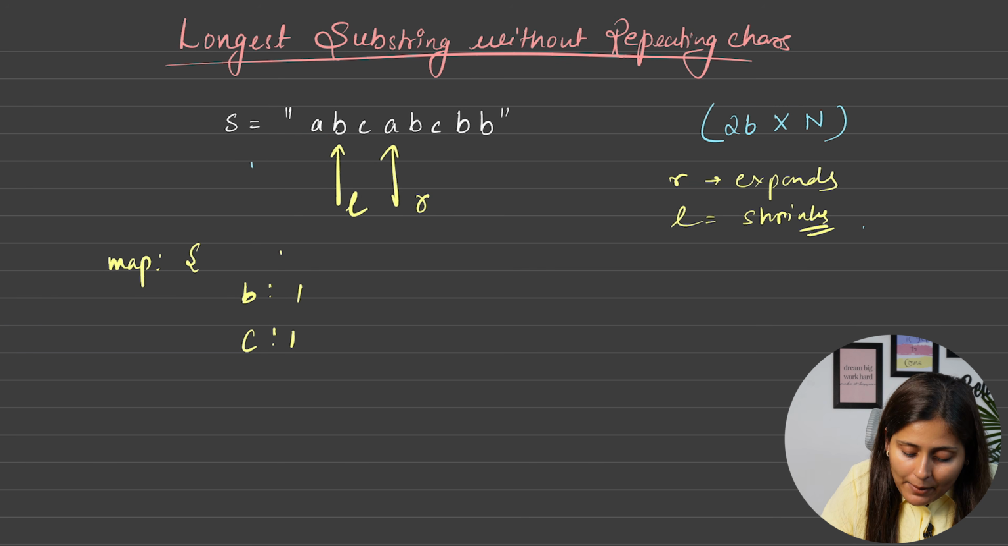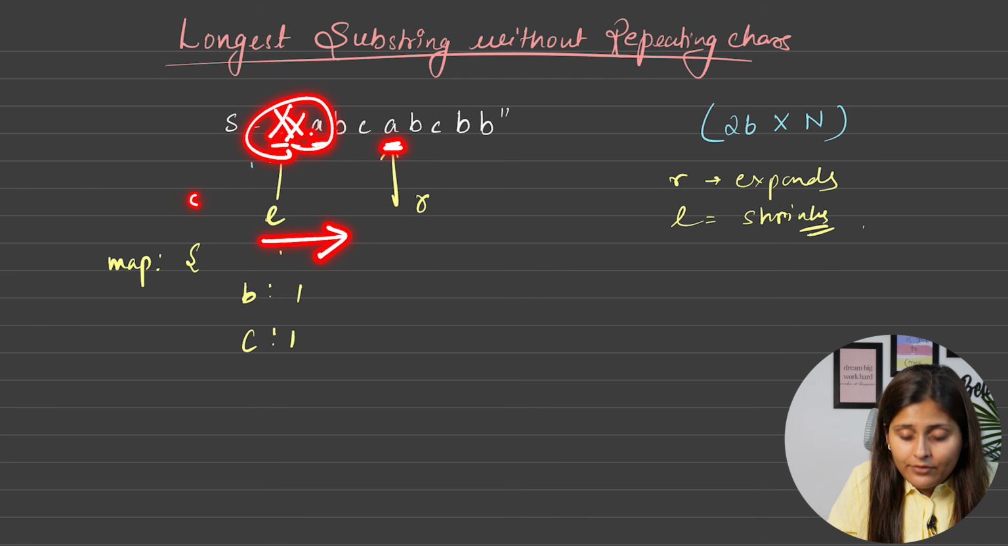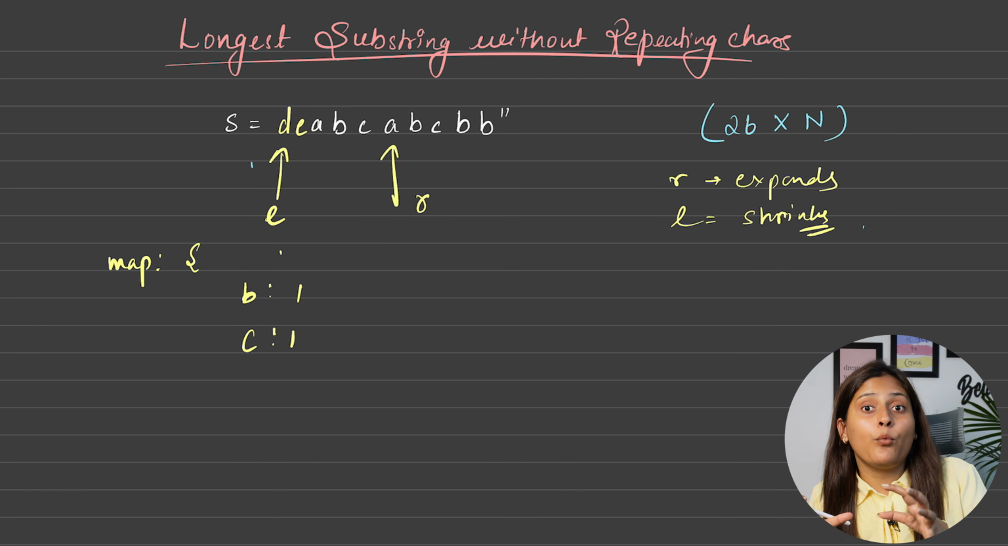Why? Because it might happen that before this we had D and E, and left was here. So definitely, when we remove D, we still have a duplicate character. When we remove E, we still have a duplicate character. So we have to keep on moving the left ahead until the A gets removed. That's why the shrinking phase we always add inside a while loop.